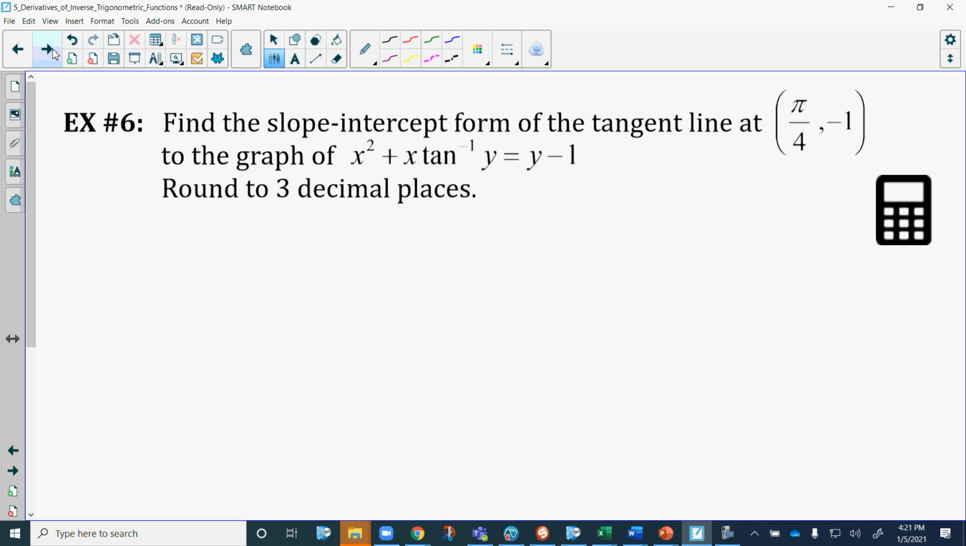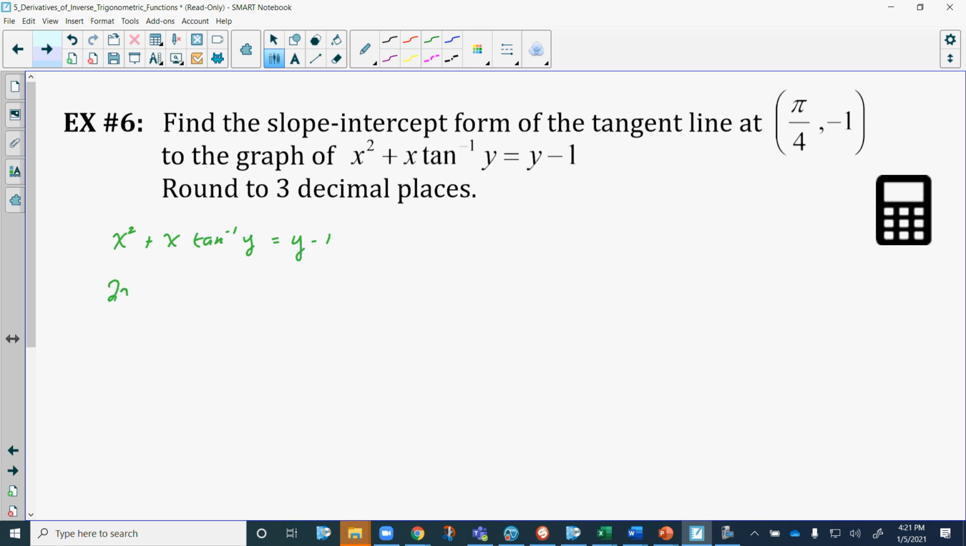So let me just write the function down so that I don't have to keep looking up here. The function was x squared plus x times the tangent inverse of y being equal to y minus 1. Okay. So now let's go ahead and start doing some implicit differentiation here, or really just start taking the derivative of the expression that we have.